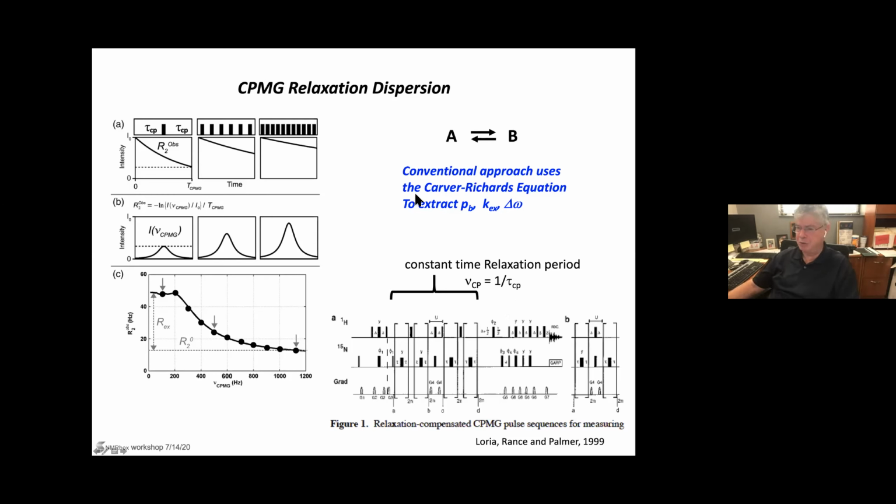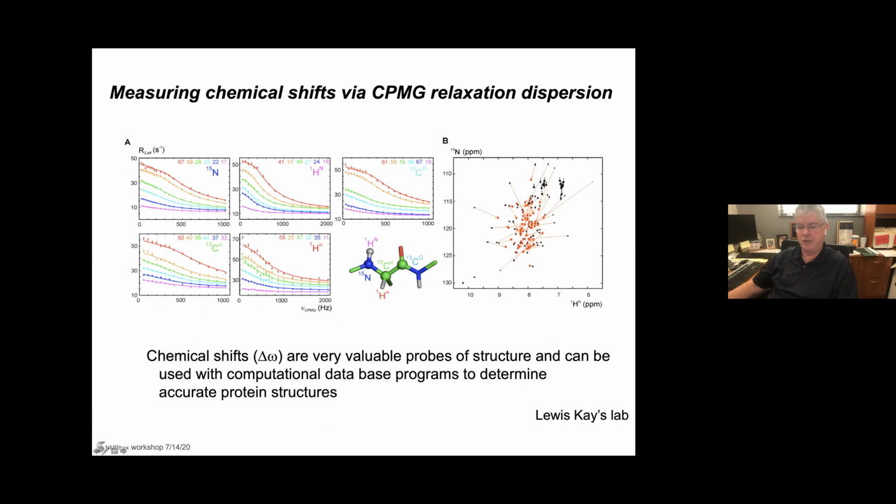The conventional approach uses something called the Carver-Richards equation to analyze this curve and extract the population of the minor state, the KEX, and the delta omega. And I think you're familiar with this. Bruce Johnson showed some very nice software to analyze this kind of data in his new package called Ring. And this has been used extensively. Lewis's lab has done a lot of things and developed experiments to not only measure the nitrogen track runners, but to look at the amide protons, the carbonyls, the C alpha, H alpha, et cetera. So across the backbone of a peptide plane here, you can analyze this again for KEX and delta omega.